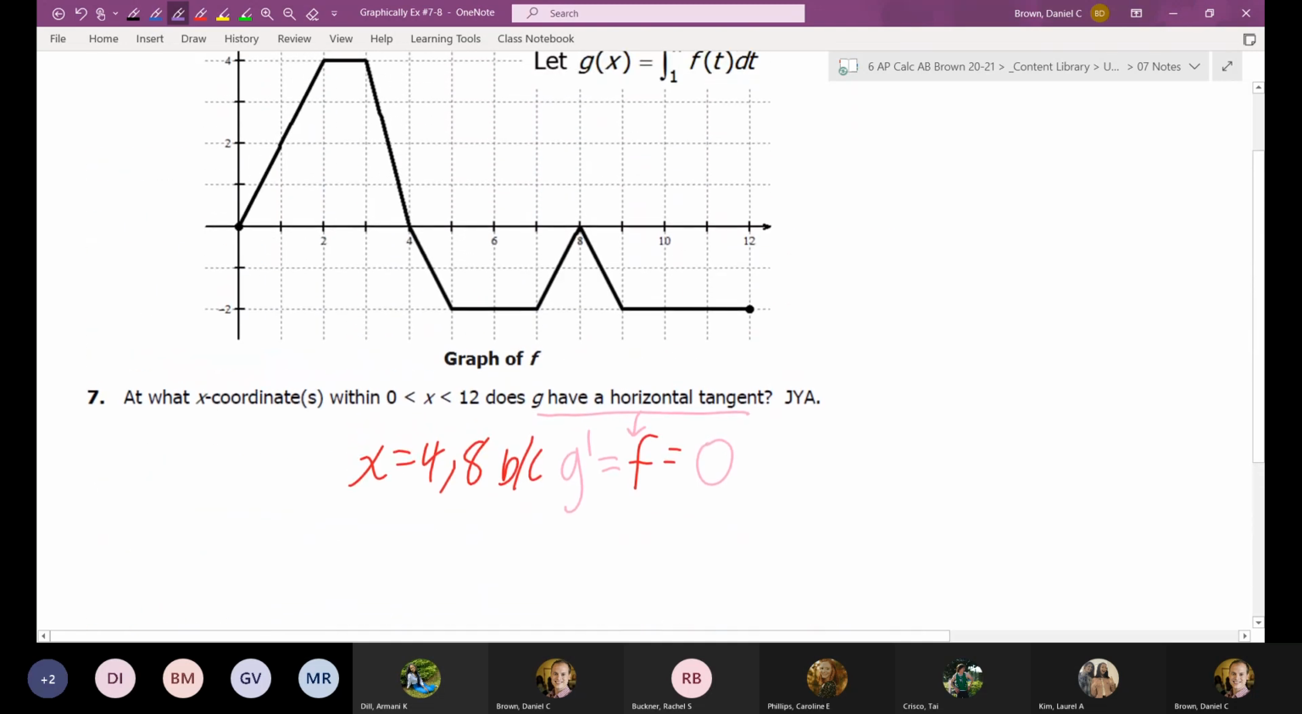At 4, here it is. What is the sign of F changing from and to, or is it changing at all? Positive to negative. F is above the axis and positive, then F is below the axis and negative. We just said that G prime is the same thing as F. So if F is going from positive to negative, G prime is also going from positive to negative.